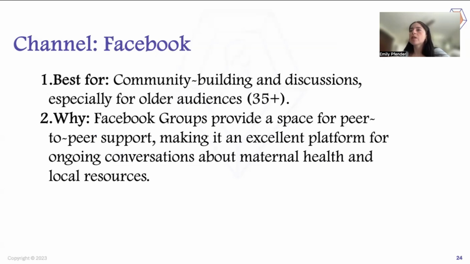The groups provide a space for peer-to-peer support, making an excellent platform for ongoing conversations about maternal health and local resources. When I was working at the NIH, we were studying Facebook groups used by parents of children with rare diseases, and Facebook as a platform was really great for that audience because it's a rare disease. So there aren't many people who could relate to or have had experience dealing with these health conditions.